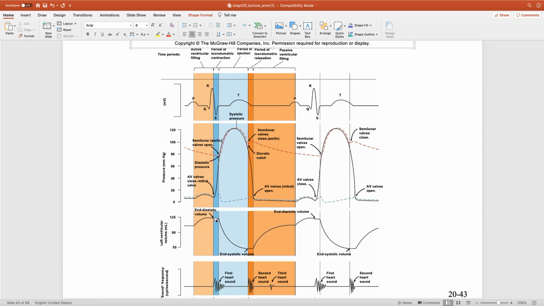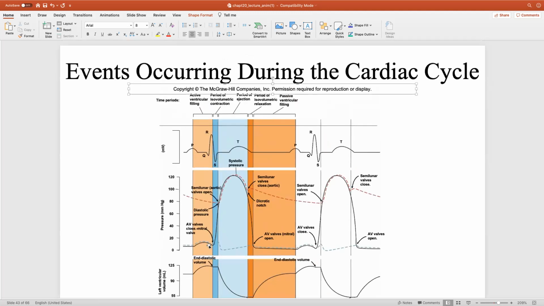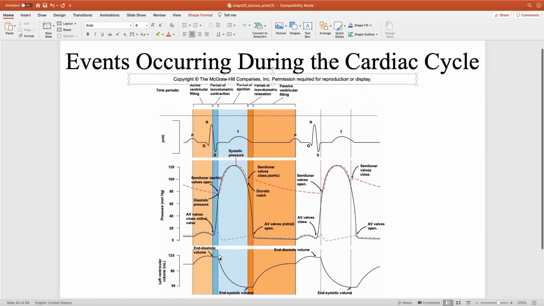Should we see any change in the amount of blood that we see in the left ventricle? No, it stays the same, 125. No blood has moved in or out. Again, isovolumetric means no blood movement. Eventually, though, the left ventricle starts to contract and keeps on contracting with more and more force, creating more and more pressure.